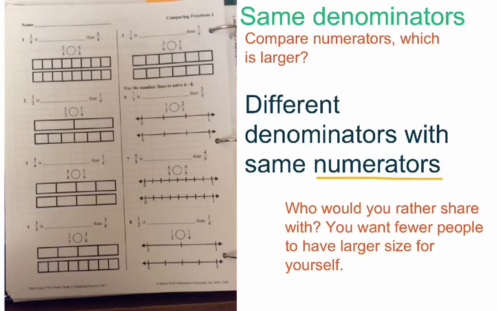So when you look at question 2 right here, you see that you have 1/2 and 1/6. Denominators are different, but the numerators are both 1. So just ask the question, who would you rather share with? 2 people or 6 people? Remember, you always want to share with the one that has fewer people.